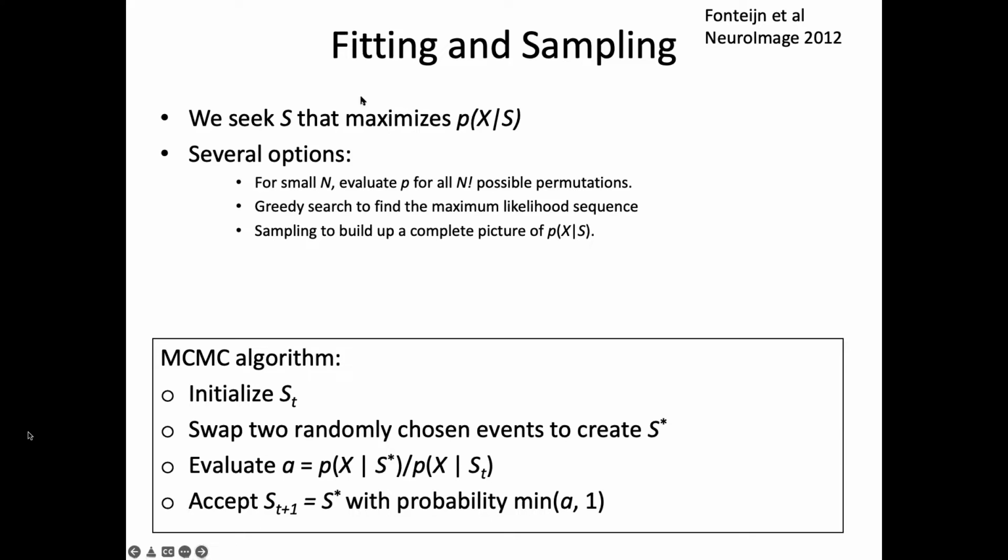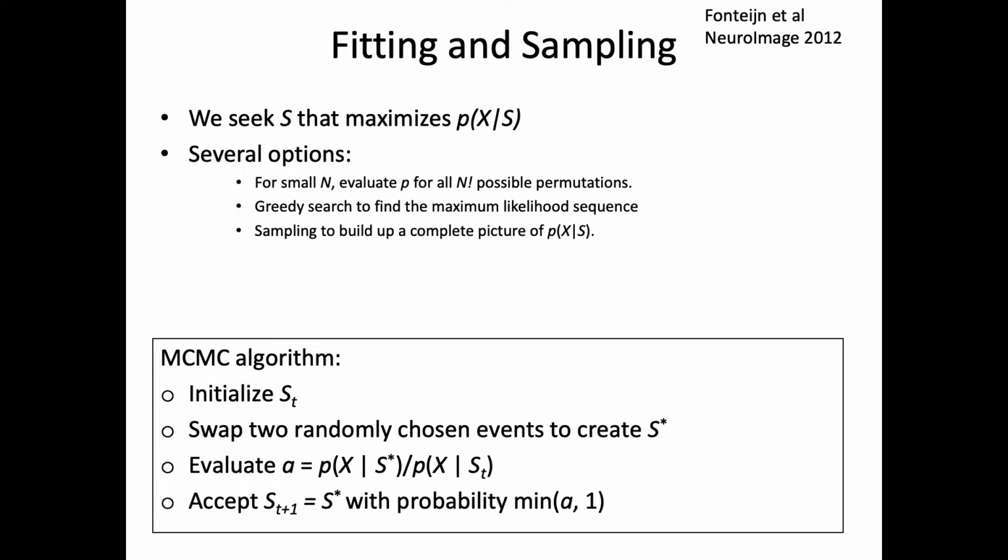So in the fitting stage of the model, as I just said, we seek the sequence that maximizes this likelihood. And there are several ways that we can go about doing that. The simplest way, if the number of events or number of measurements n is sufficiently small, is just to evaluate this likelihood for all of the n factorial possible permutations of the ordering. And that's tractable up to n of, I don't know, something like 10 or 11, but much higher than that, it starts to become too computationally demanding to do exhaustively. So we need alternative strategies to find that most likely sequence.